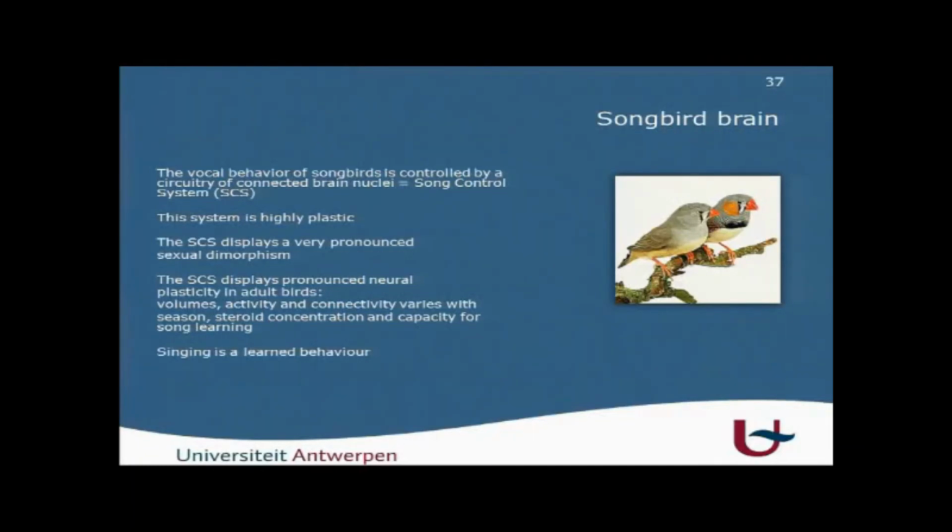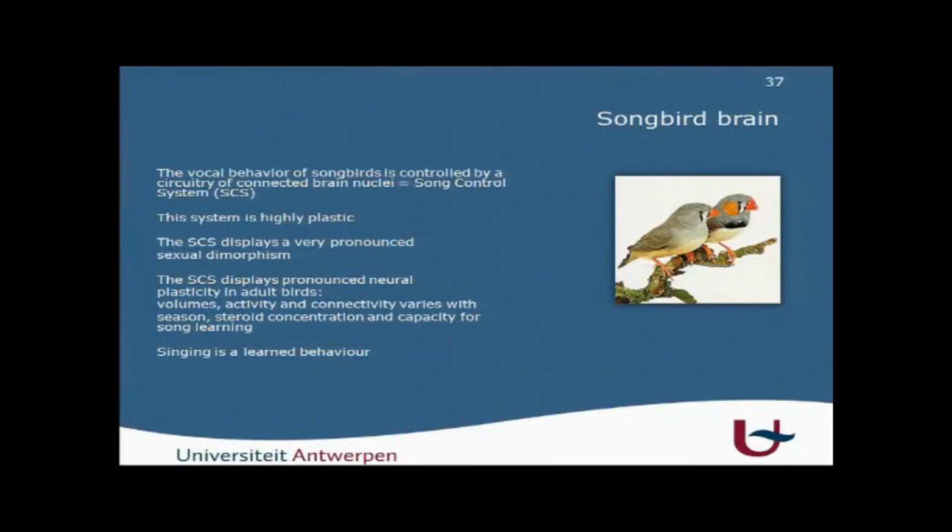Songbirds have a system in the brain, a song control system, which is important for singing, of course. The system is highly plastic. Most of you know that the males sing, the females don't. Females treated with testosterone sing, so it's highly testosterone driven. And birds sing in spring, they don't sing in summer. And in spring, the song control nuclei responsible for the singing change in volume and in connections.